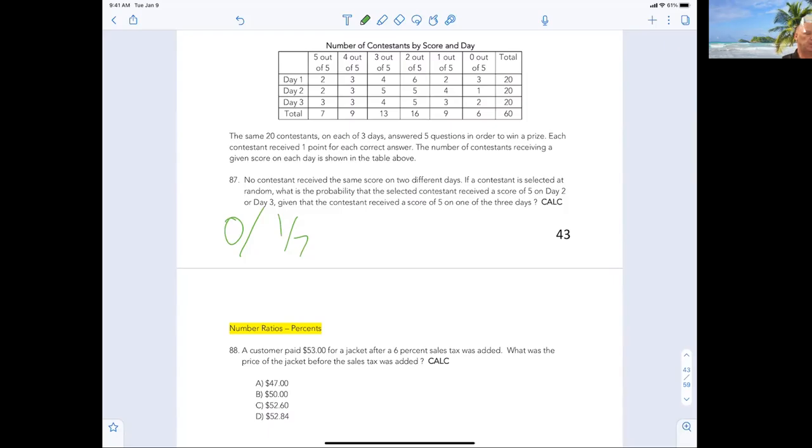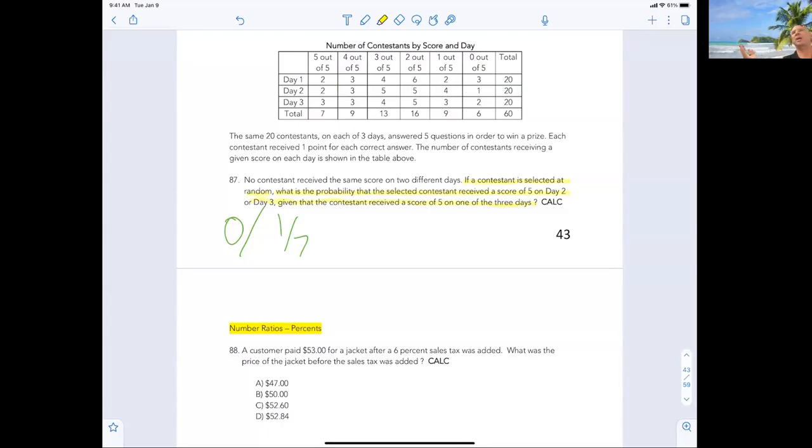All right. So it said no contestant received the same score on two different days. Now it says, if a contestant is selected at random, what is the probability that the selected contestant received a score of 5 on day 2 or day 3, given that the contestant scored a 5 on one of the 3 days? So does everybody agree they're talking about only the kids who scored a what? They're only talking about the kids who scored a 5.